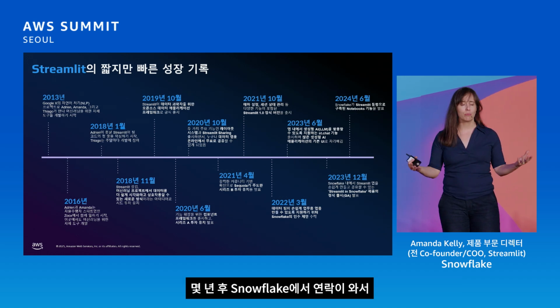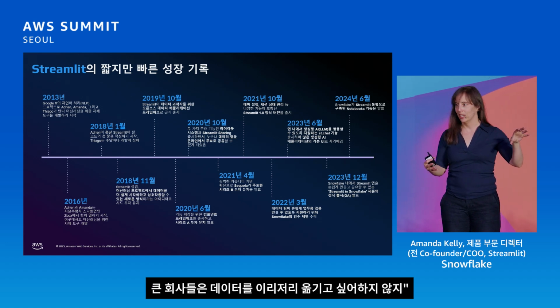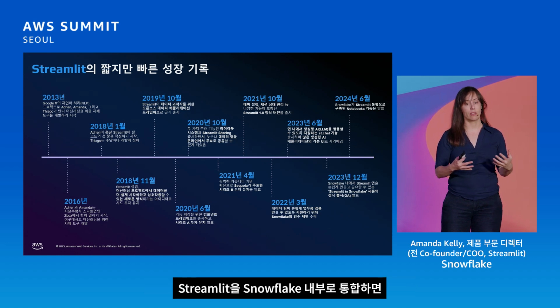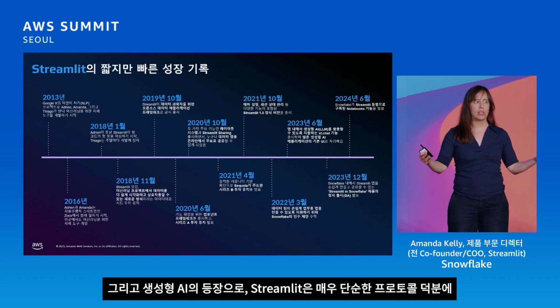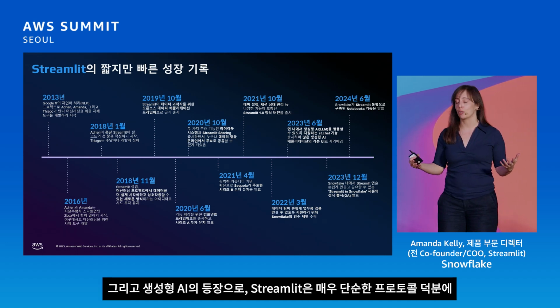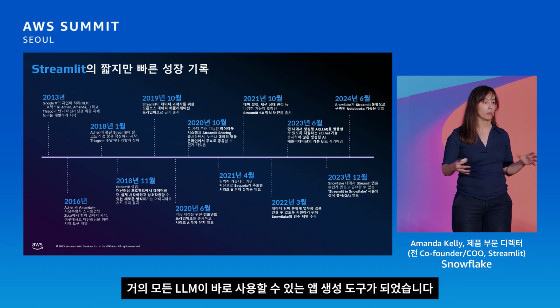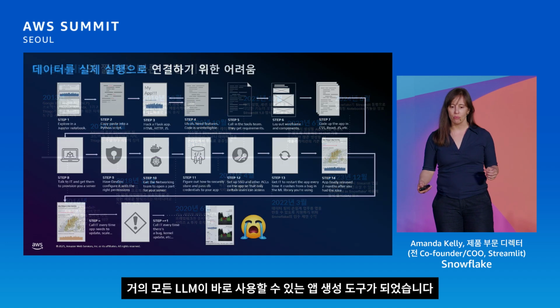A few years later, Snowflake came calling. And they said, hey, we know how to do data really well. Right? And big companies, they don't want to move their data around. What if we bring Streamlit inside of Snowflake? We can make it even better together, and we'll talk a little bit more about that. And then Gen AI came, and fortunately, because Streamlit is such an amazingly simple protocol, pretty much all LLMs write Streamlit perfectly out of the box, and we'll see how amazing that actually is.